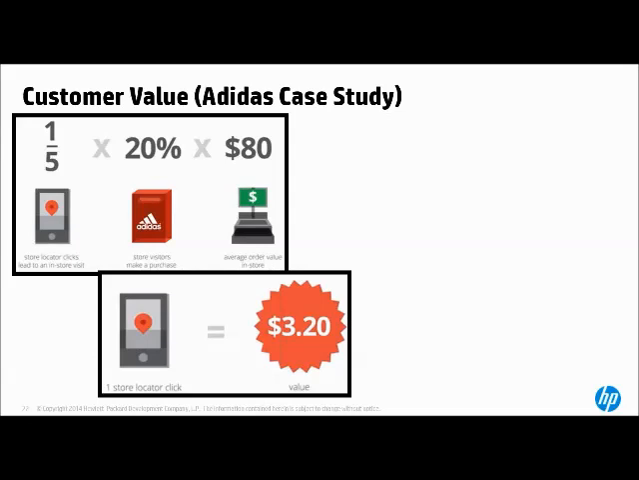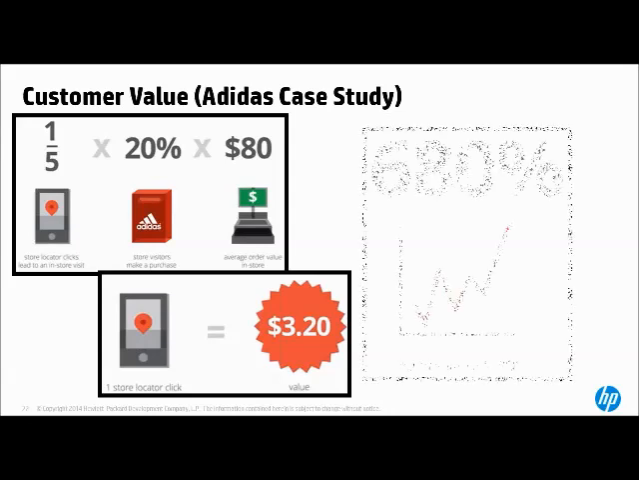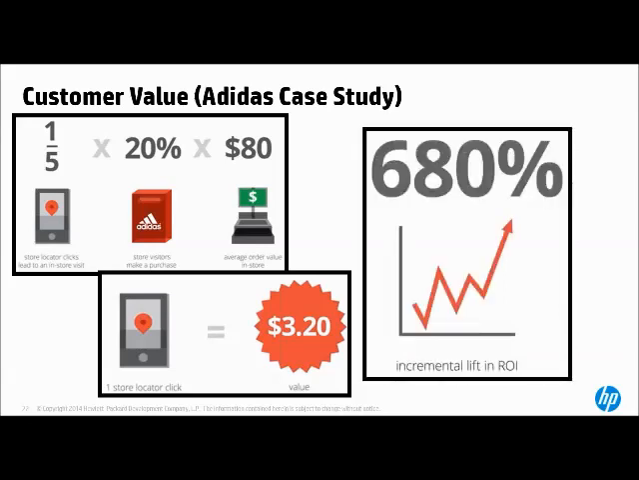And this build is going to show us, okay, well, what is that one store locator click? What does that translate into as far as value to my organization? And this is really value in revenue dollars. So you can see just with this simple model, they're able to say, okay, that gets us to $3.20. So as we build on to the third component and the last one on this slide, what you'll see is there is an incremental lift in ROI that this store locator component within their mobile app was able to contribute to the bottom line of Adidas. And it was to the tune of 680%, which is quite significant.